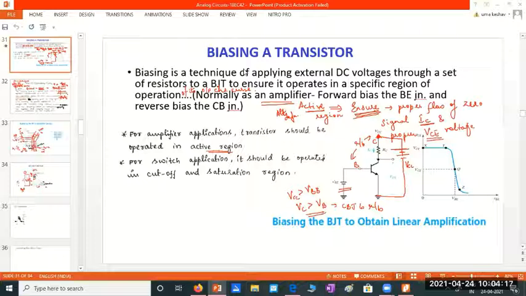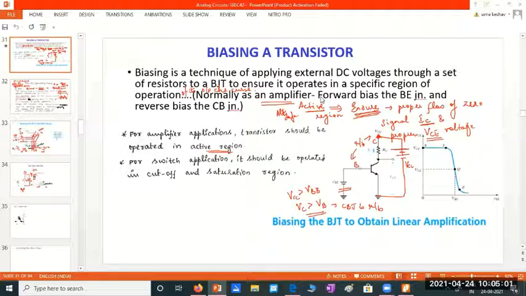And then the movement of free charge carriers is stopped. Nothing else will happen. But if we want to make use of the transistor for the purpose for which it is designed, then we have to connect external DC power supplies to bias the transistor. So please remember, the definition of biasing is a technique of applying external DC voltages through a set of resistors to a BJT to ensure that it operates in a specific region of operation.